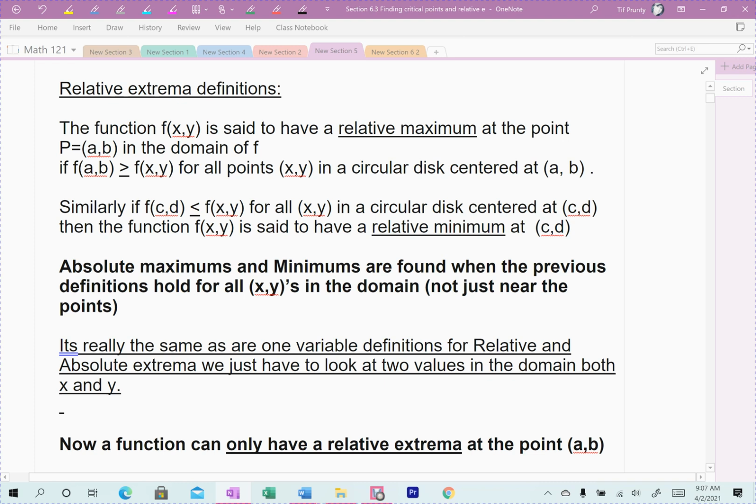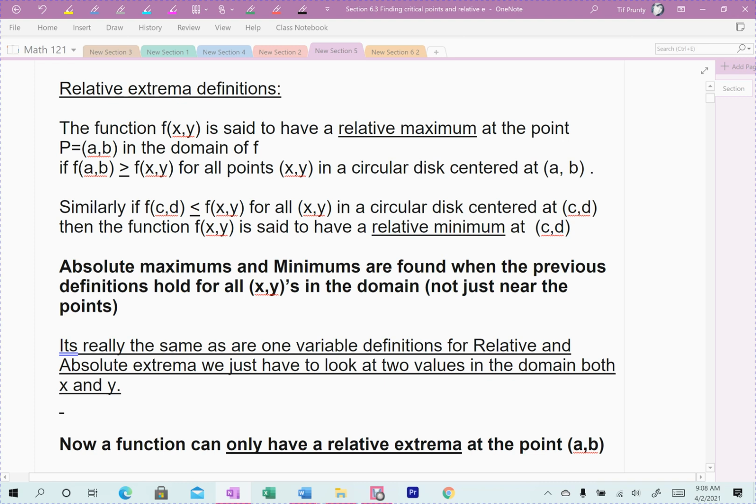If it's in the domain, so again, it has to be in the domain of the function. And most of our functions are ones where the domain is either all reals or the positive numbers. If that point is bigger than or equal to all the other points on my function f of x, y. Same thing in the minimum case. All right, minimum if the point (c, d), where c is the x value and d is the y value, if f of (c, d) is smaller than or equal to every single value.